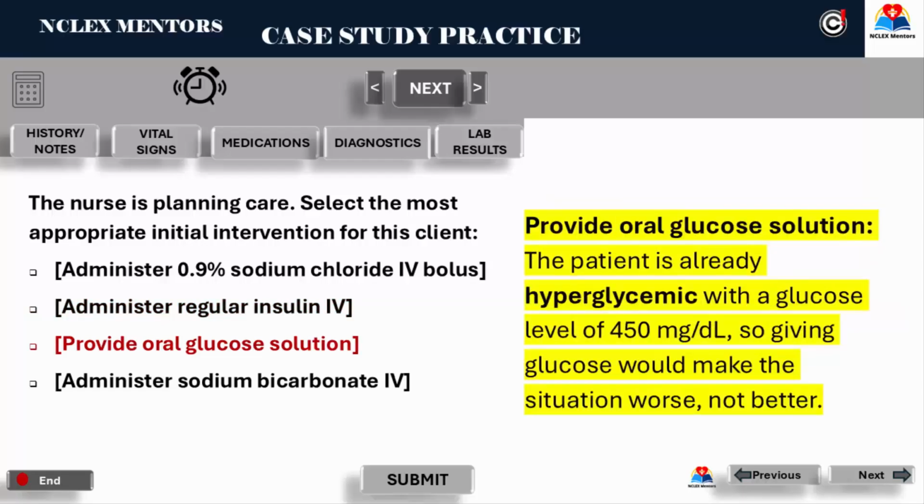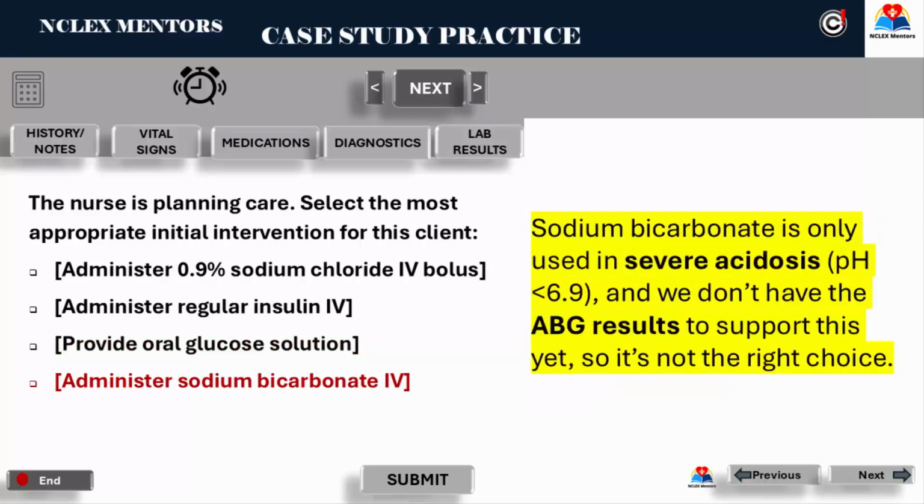Provide oral glucose solution. The patient is already hyperglycemic with a glucose level of 450 milligrams per deciliter, so giving glucose would make the situation worse, not better. Administer sodium bicarbonate. Sodium bicarbonate is only used in severe acidosis, pH 6.9, and we don't have the ABG results to support this yet, so it's not the right choice.